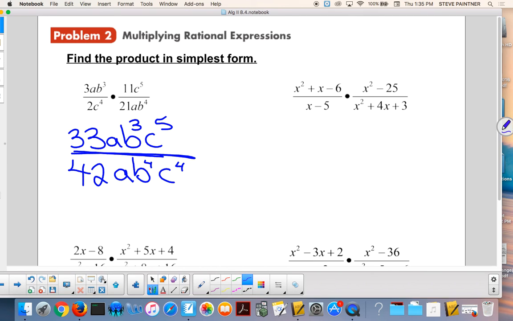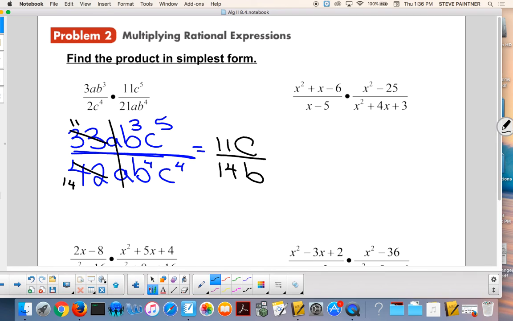All right, let's reduce. What goes into 33 and 42? 3. 3 goes in here 11 times. 3 goes in here 14 times. So this would be 11, this would be 14. Okay. What about A over A? What happens? Cancel. Gone. B to the third over B to the fourth. Subtract. B on the bottom, C on the top. Now what?